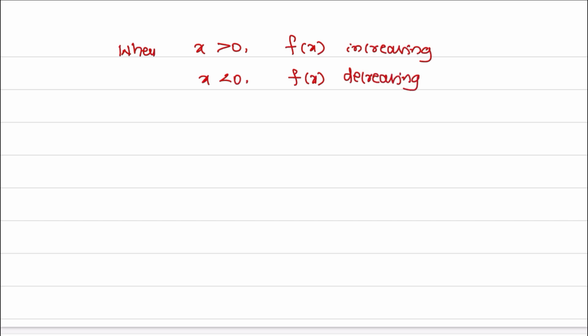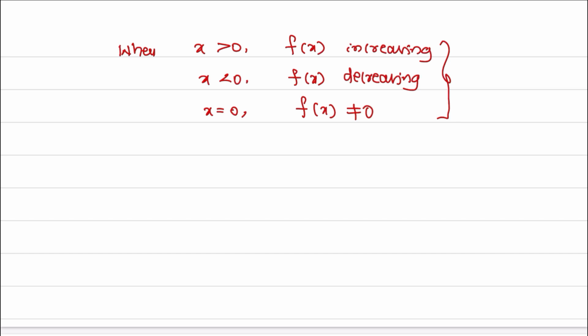Please try to understand this, it is very important for any function. When x is greater than 0, function f(x) is increasing positively. When x is less than 0, function f(x) is decreasing. That means it is gaining negative values. When x is equal to 0, function f(x) is not equal to 0.